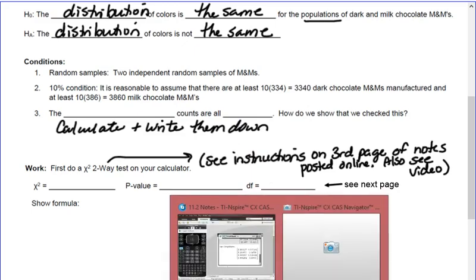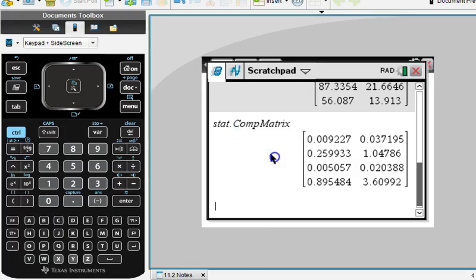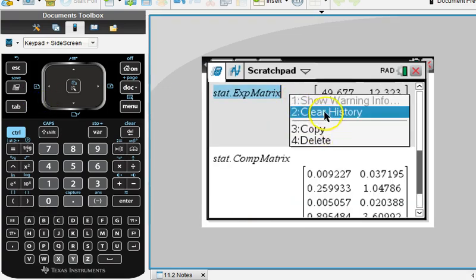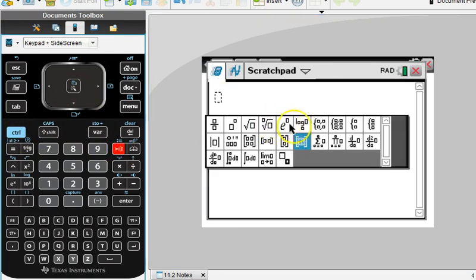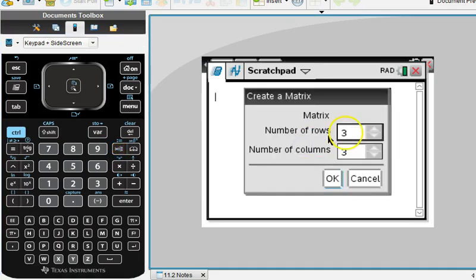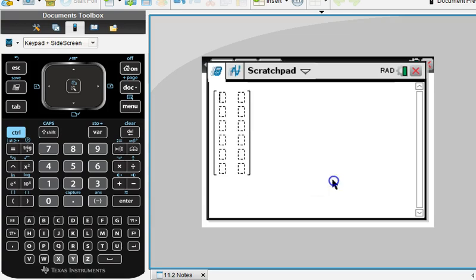Okay, so how do we do a chi-squared two-way test on the calculator? I'm going to go ahead and clear off what I've got here. To do this, we have to make a matrix of the different M&M counts. To make a matrix, we go to this button right here on the calculator. We choose the 3x3 matrix because that can be changed. In this case, we want a 6x2 because we have 6 different colors for 2 different populations. We have a 6x2 array of numbers. And then we type in those numbers.